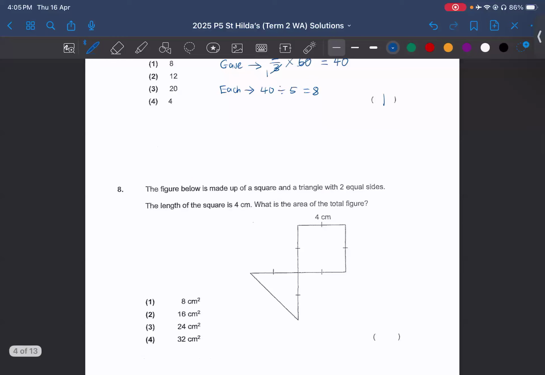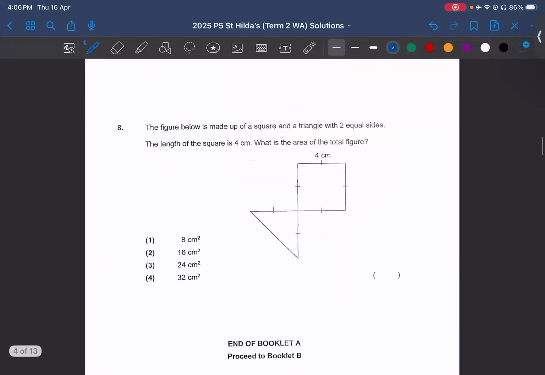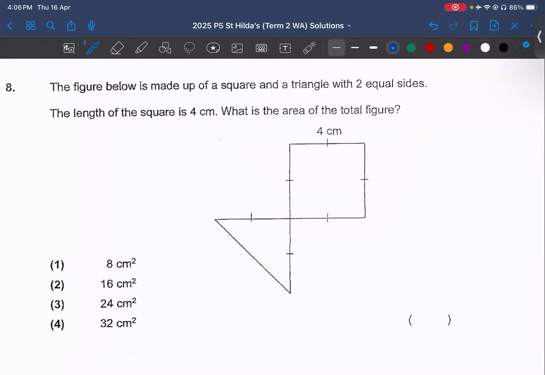Okay, the figure below is made up of a square and a triangle with 2 equal sides. The length of the square is 4 centimeters. What is the area of the total figure? Okay, so in this case, we look at our diagram. It's given to us that the side of the square is 4 centimeters, and then it is labeled with the strokes. So I'm just going to label the rest of the diagram with the relevant dimensions. So this will be 4 cm, this will be 4 cm, this will be 4 cm. And you look at your triangle, it also has the same stroke, right? So it means that this side is also 4 cm and this side is also 4 cm.